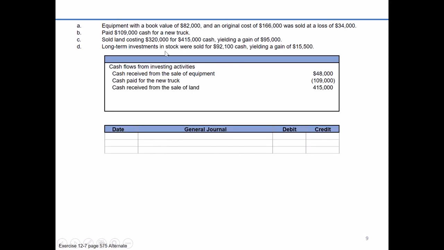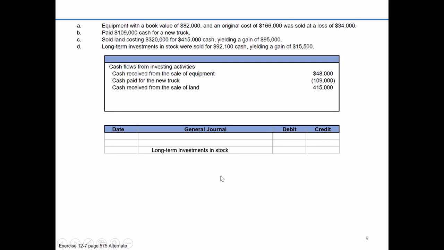The next item, D, is long-term investments in stock. So it's not our shareholders' investment in our stock. We own stock in another company. It's long-term. It's sold for $92,100 cash, yielding a gain of $15,500. Now, I will tell you again, they give us the cash impact, so we could go through here and say this is going to be another $92,100 added in. If I wanted to recreate the journal entry, which I wasn't necessarily required to, but again, going back to some of our past concepts, I could.